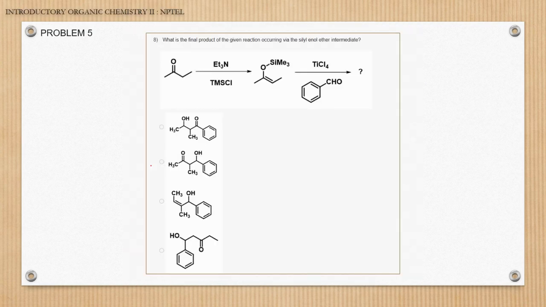So in problem number 5, they are asking what is the final product of the given reaction occurring via the silyl enol ether intermediate. So what is the final product that is given by this reaction? You have to identify this, and they have given you the intermediate, that is the silyl enol ether. This is the silyl enol ether which is the intermediate in this reaction. So what is the reaction? So here they have treated.